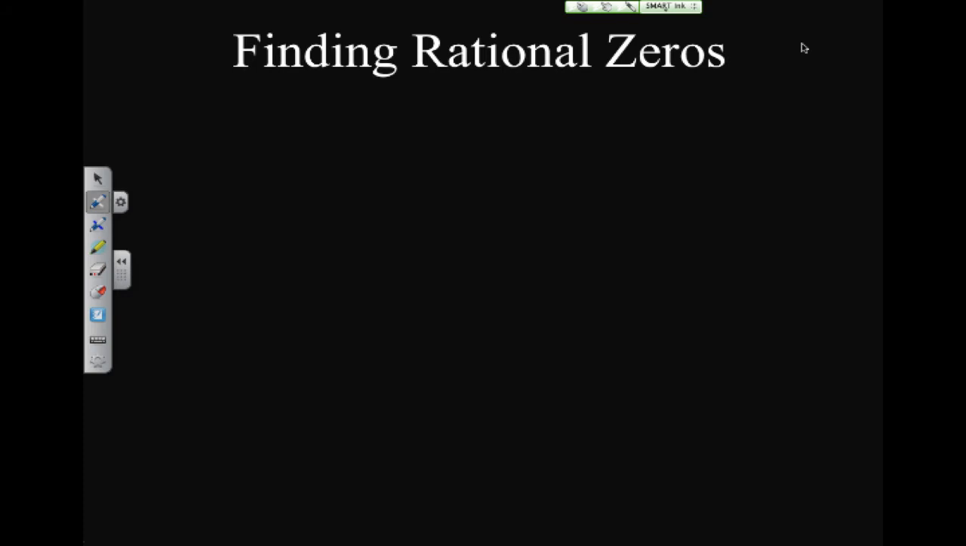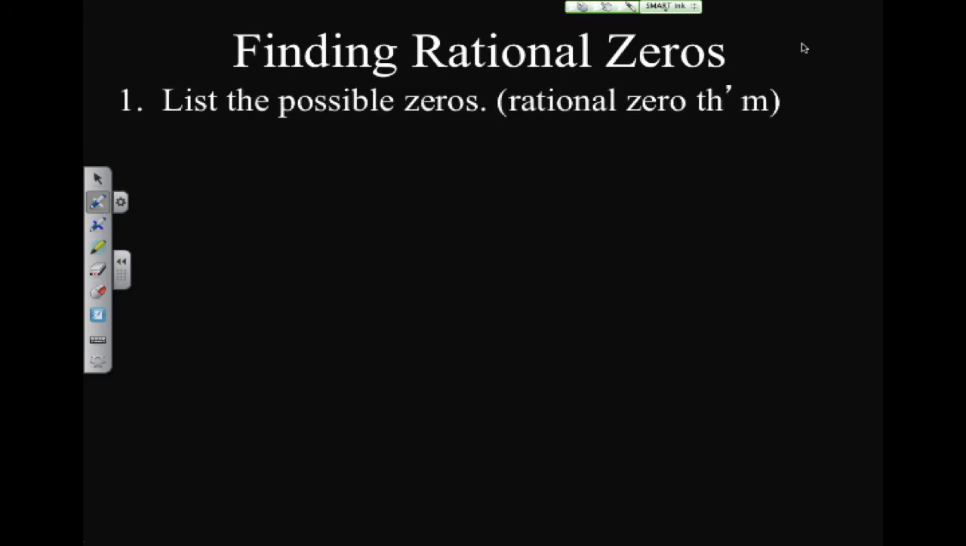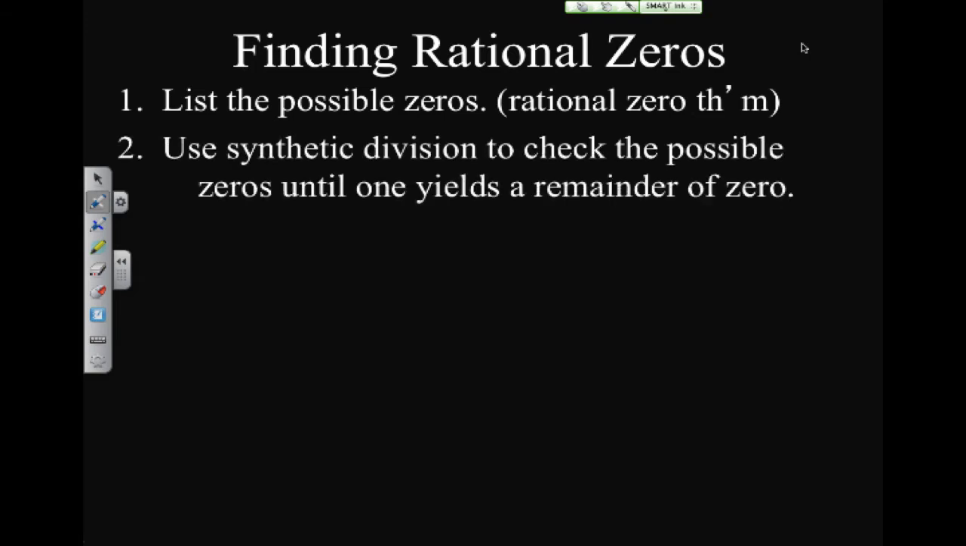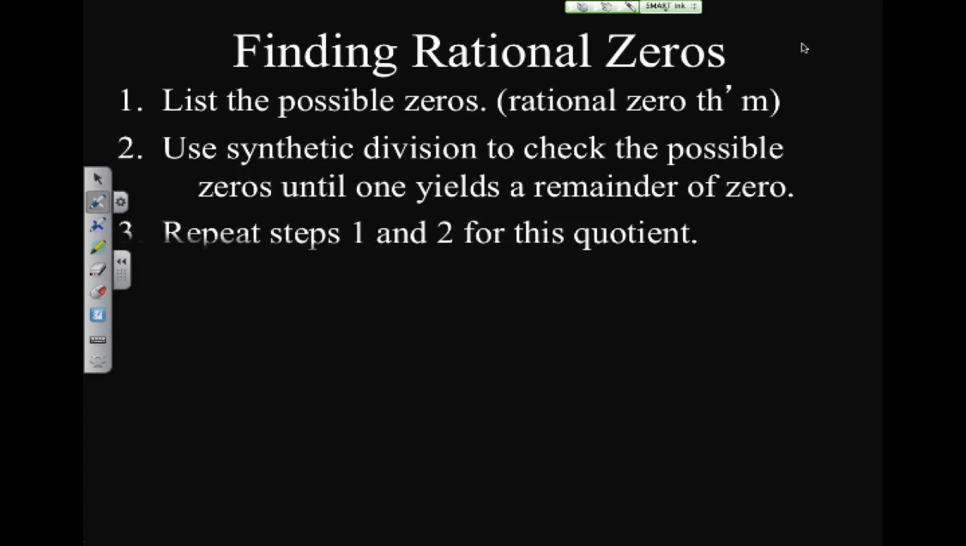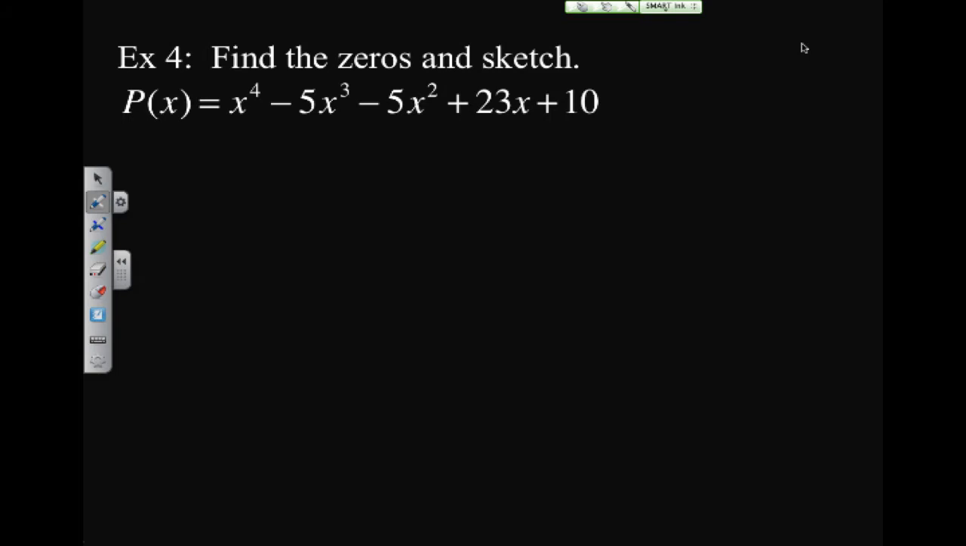So now finding these rational zeros. The first thing we want to do is list the possible rational zeros using the rational zero theorem, just like we've done here in these last couple of examples. Then we want to use synthetic division to check the possible zeros until we get one that has a remainder of 0, which means it divides in evenly. Then we want to repeat steps 1 and 2 using this quotient, or this answer, just like I did on the last example. So let's take a look. Find the zeros, and then we're actually going to sketch this. It's going to be a rough sketch, because we're just going to find the zeros first.